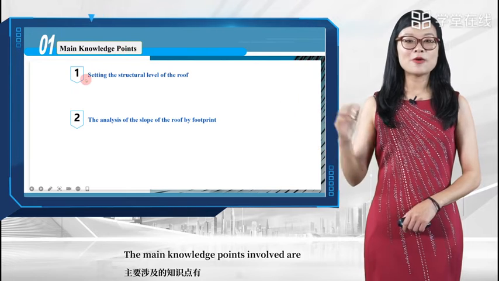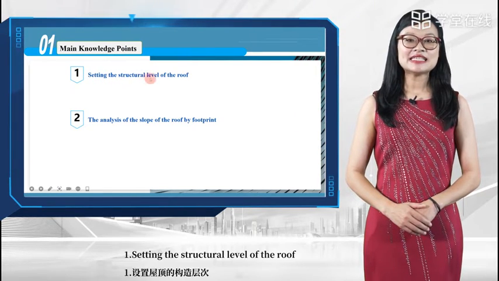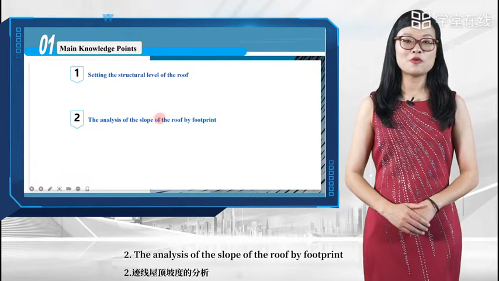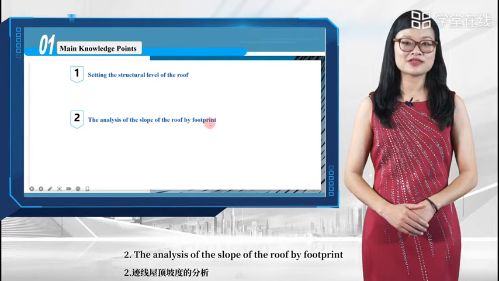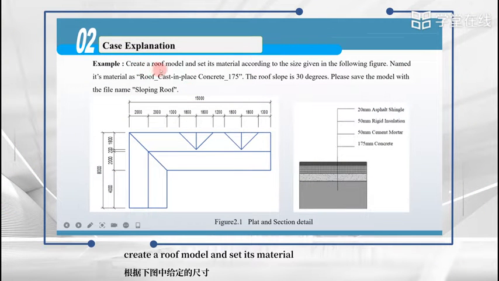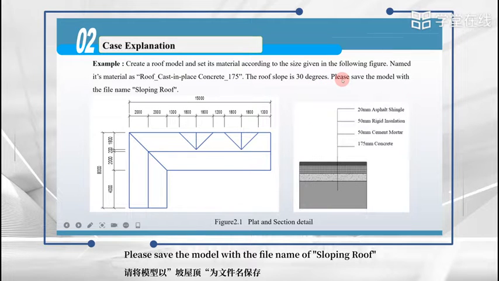The main knowledge points involved are setting the structural level of the roof and the analysis of the slope of the roof by footprint. Let's look at this example. Create a roof model and set its material according to the size given in the following figure. Name its material Roof Cast-in-Place Concrete 175. The roof slope is 30 degrees. Please save the model with the file name sloping roof.